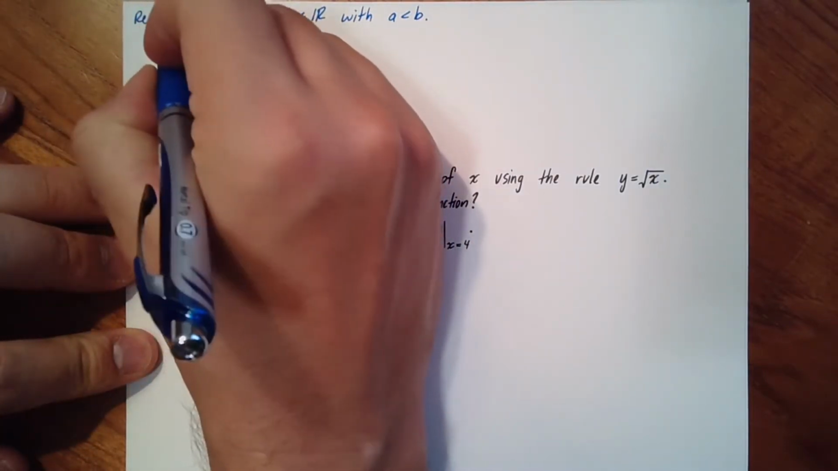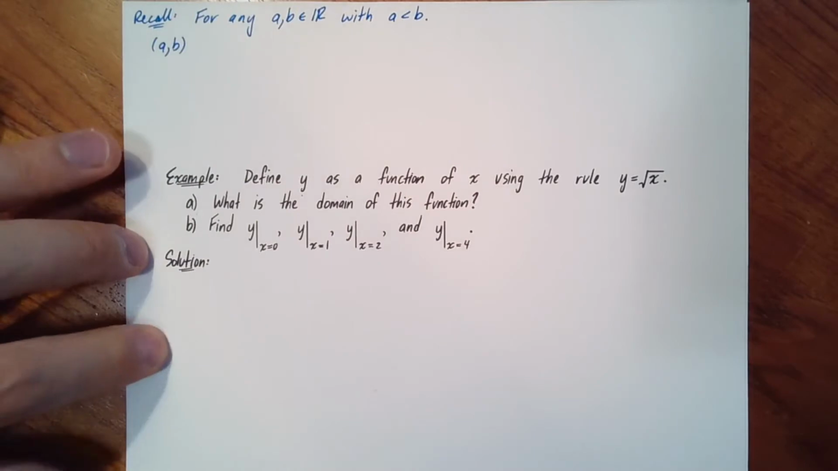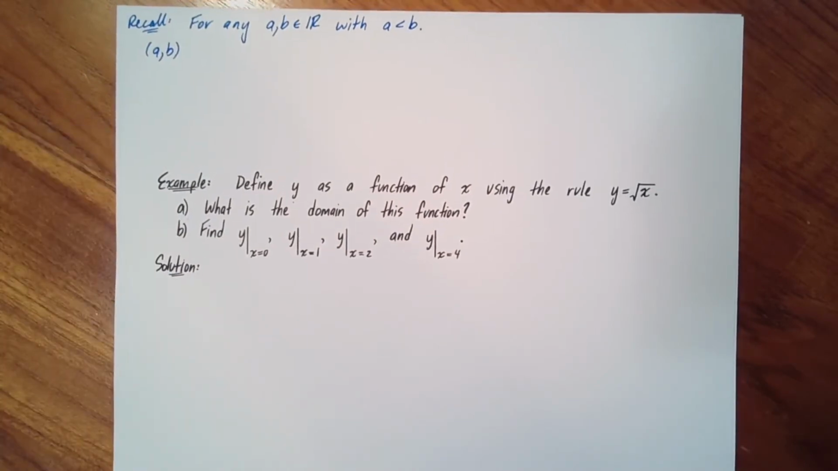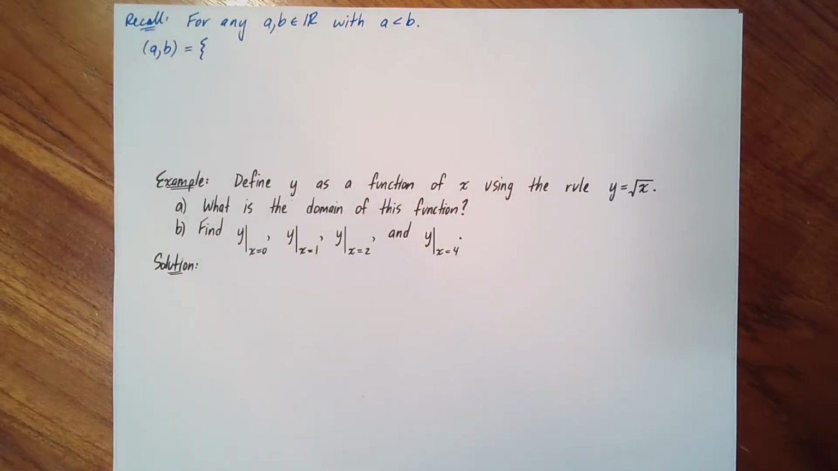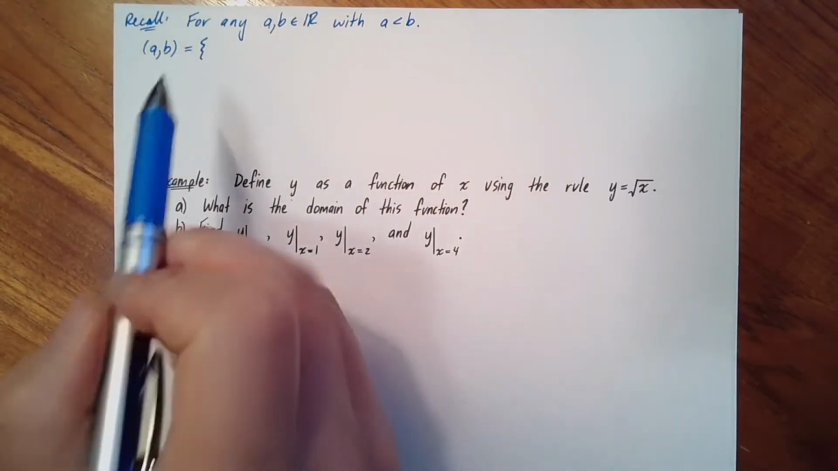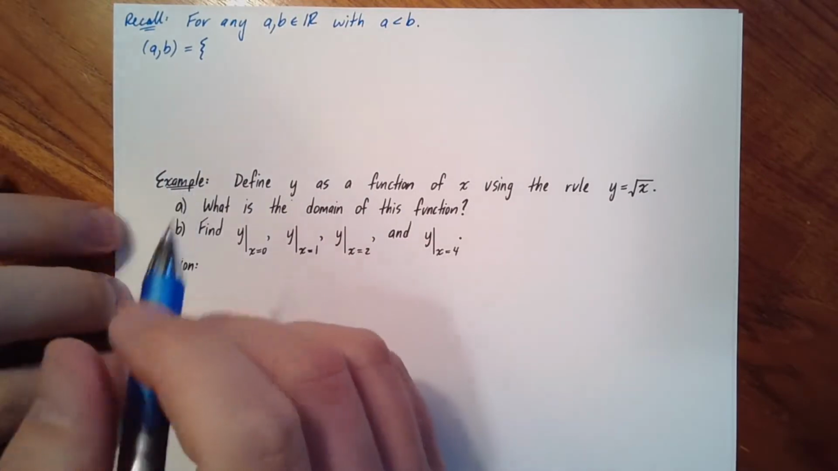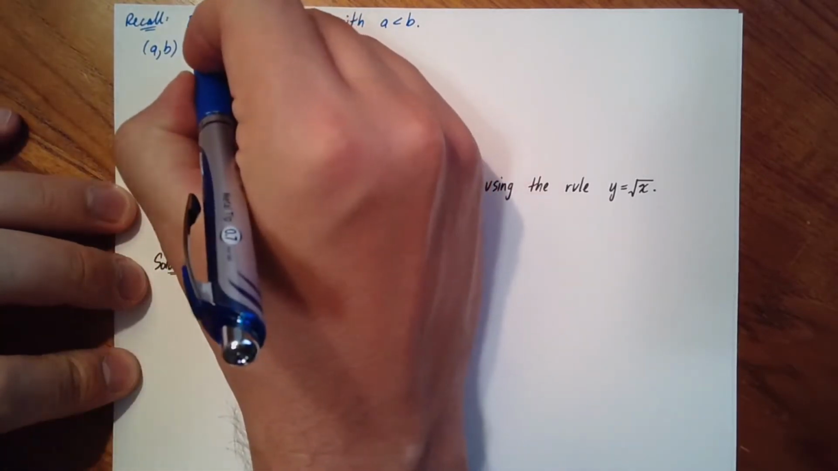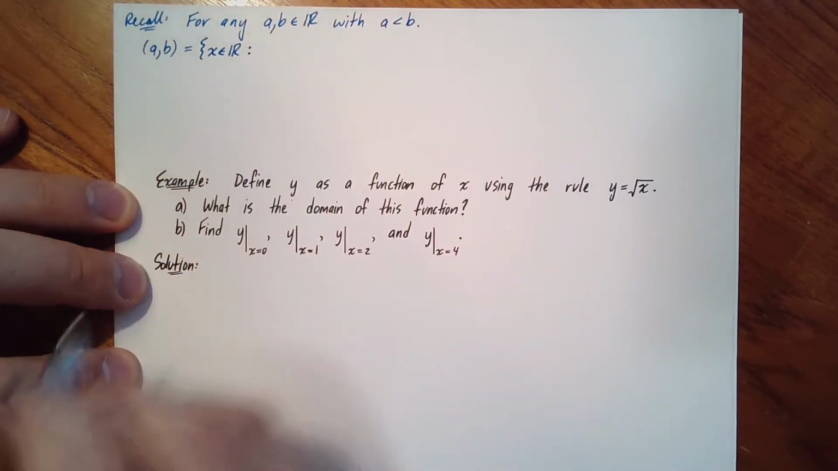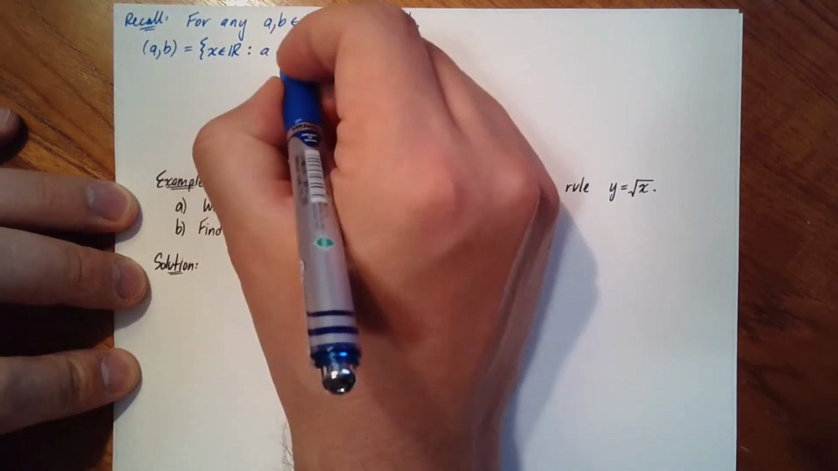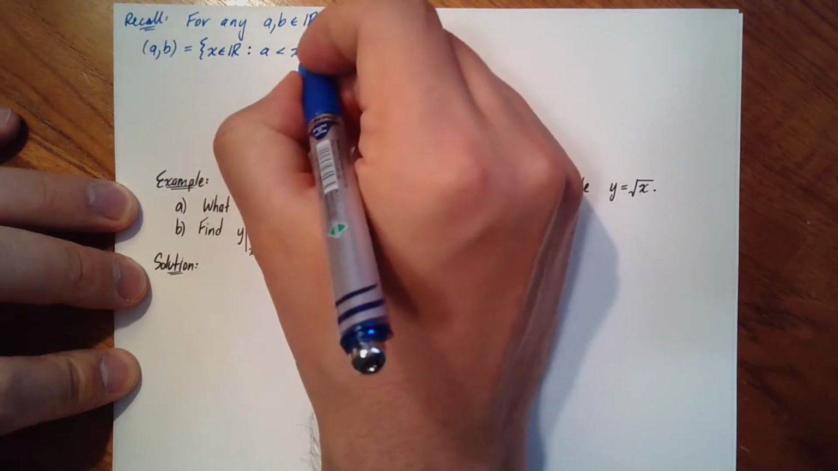I can write down the open interval from A to B, right? And what this stands for is the set, and I'll write this in set-builder notation. This is an example of a situation where, to write down the definition of this interval, you really need to use set-builder notation. So it's the set of all real numbers x such that A is less than x and x is less than B.